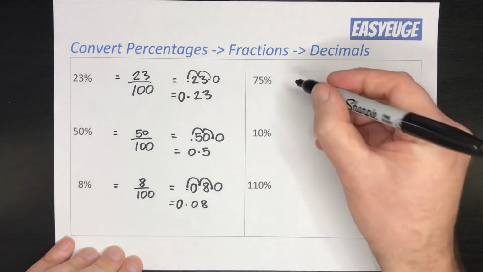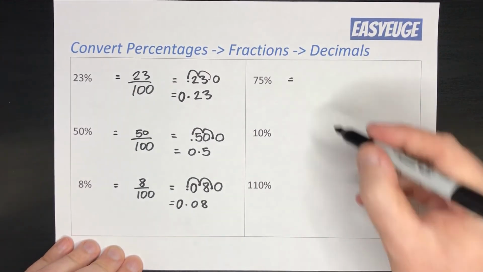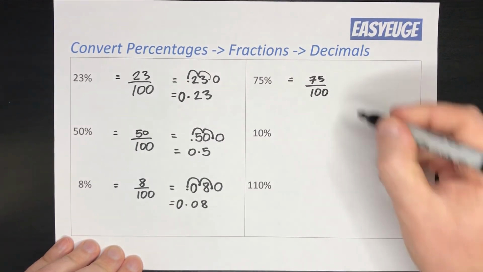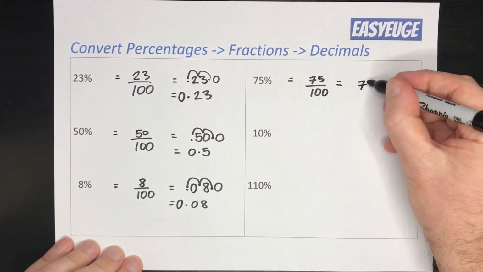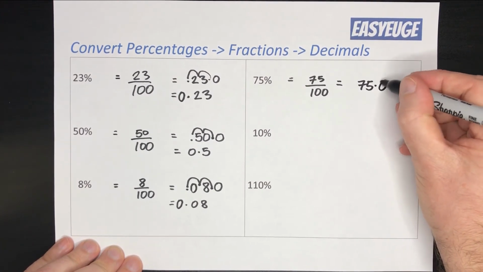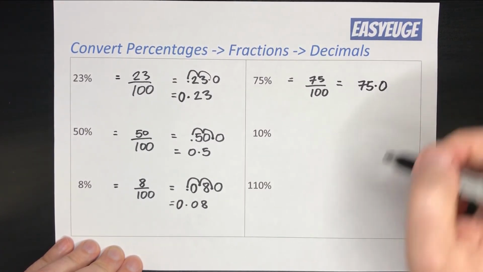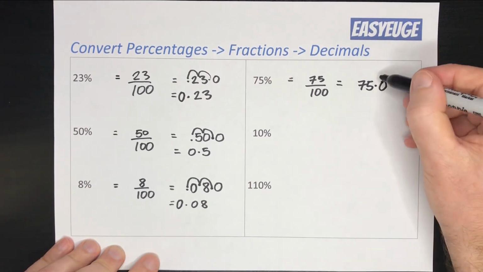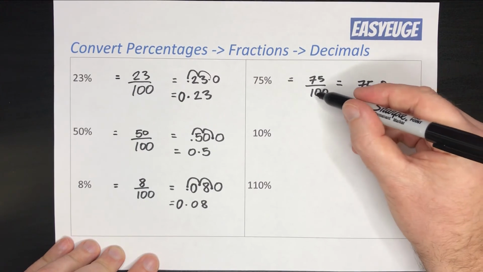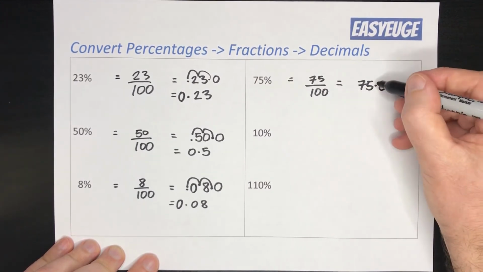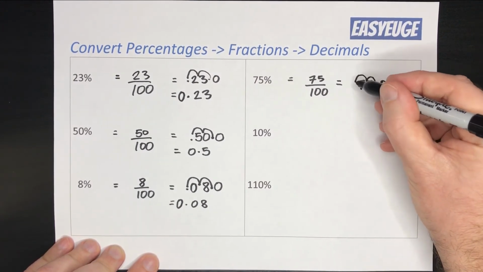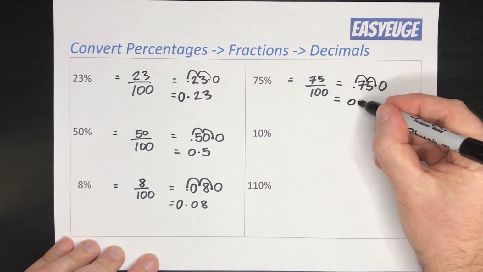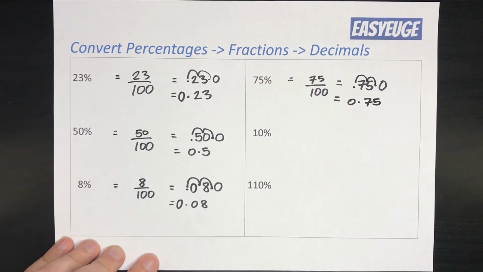Okay, let's move on to 75%. What would that look like? It's 75 over 100. You know the routine now. Write down the number, put on a decimal place, 0.0. It's got no value, so when we add it on, it's still 75. And jump 2 places to the left. We're dividing by 100, so we'll move 2 places. There we go. So the answer is 0.75 as a decimal.